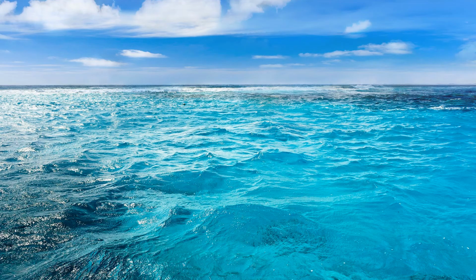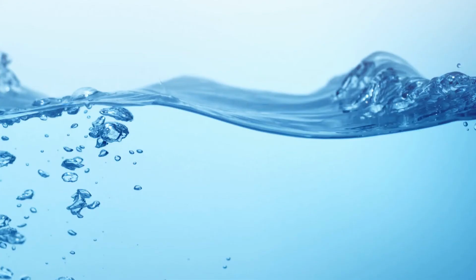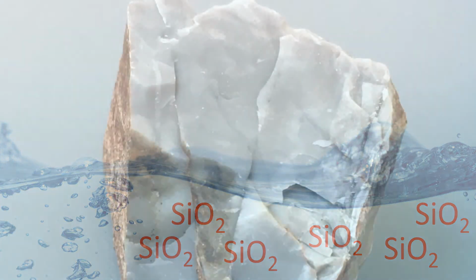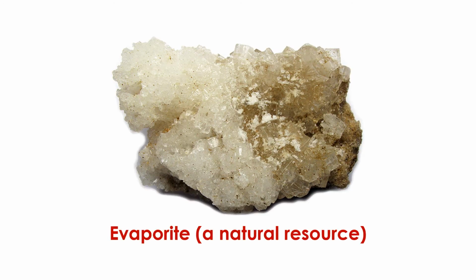Although organisms play a key role in the formation of chert, this may have not always been the case. In the past, it is thought that cherts may have formed in shallow water environments where the evaporation of water causes the concentration of dissolved silica to increase, resulting in the formation of chert. The same process is responsible for the formation of another type of sedimentary rock called evaporite.